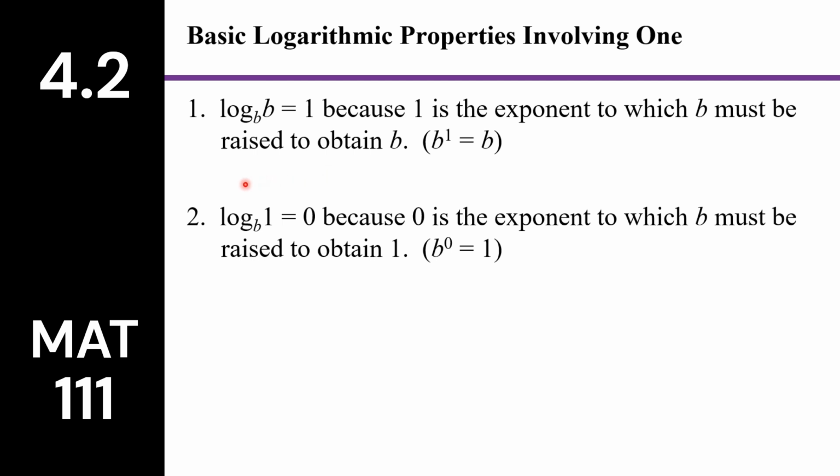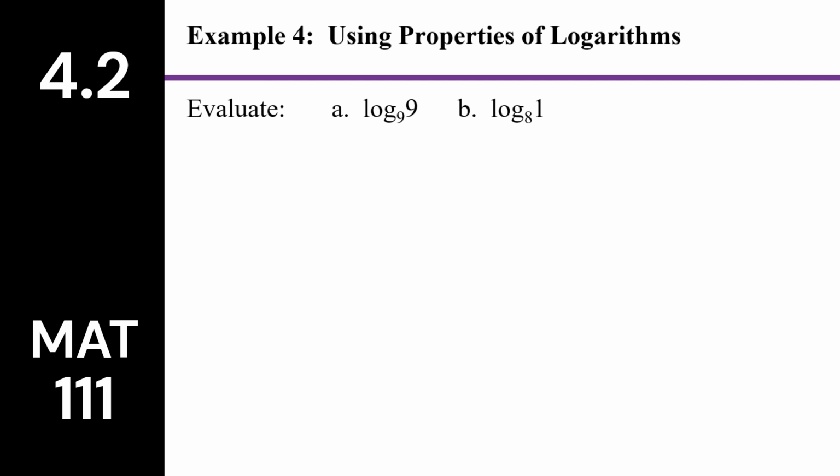And then our other property that involves 1 is the log base b of 1 always equals 0. Notice if we change forms, that gives us b to the 0 equals 1. And you should recall that any base to the 0 power gives you 1. Let's look at some examples that involve these properties.